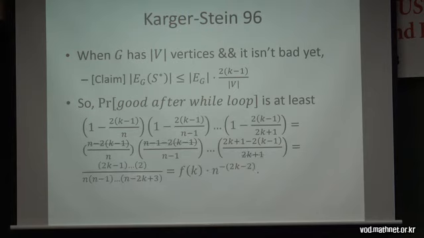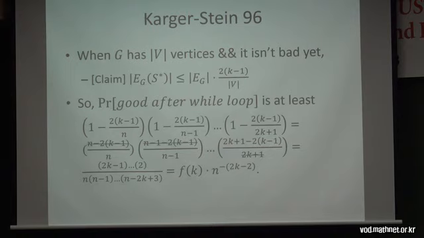Okay. So if you cancel everything, the denominator will be the first 2k minus 2 terms, and the numerator will be the last 2k minus 2 terms. So this is a success probability. I mean, this is the probability that we are good even after the end of the while loop. Which is some function of k times n to the minus 2k minus 2.